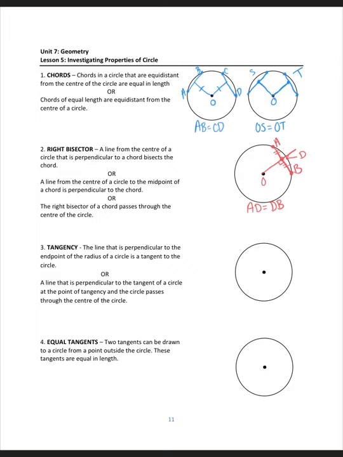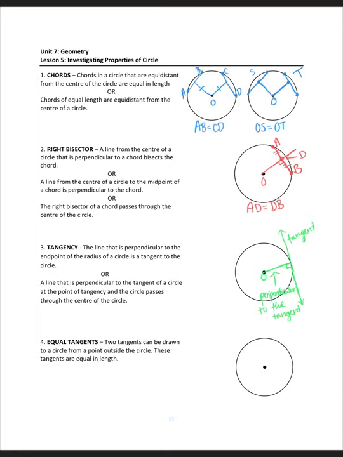Okay, the next one, tangency. So a tangent line, remember, is a line that touches the circle just one time. Right, only once. We talked about that. A secant touches it twice, but the line of tangency only touches the circle once. So it says the line that is perpendicular to the end point of the radius of a circle is tangent to the circle. So if I was to draw the radius to that tangent line, it forms a right angle. Or we could say it's perpendicular to the tangent. All right, and our center is at O again.